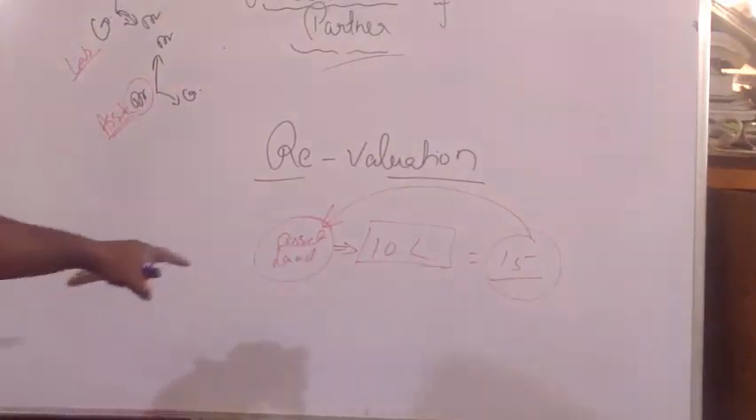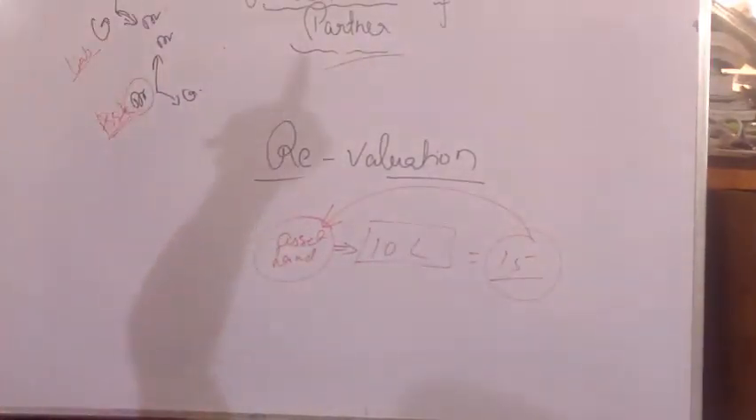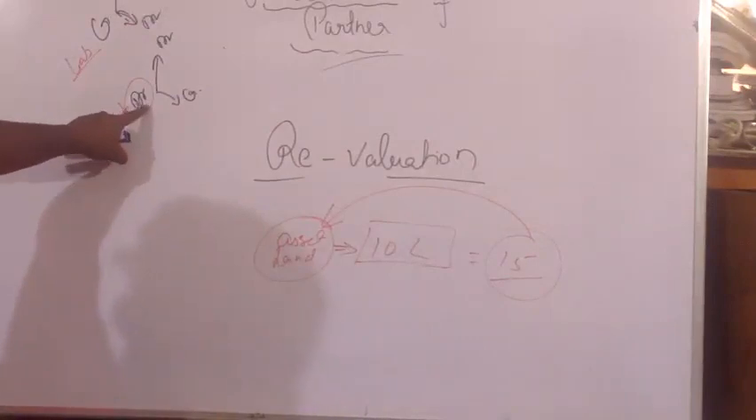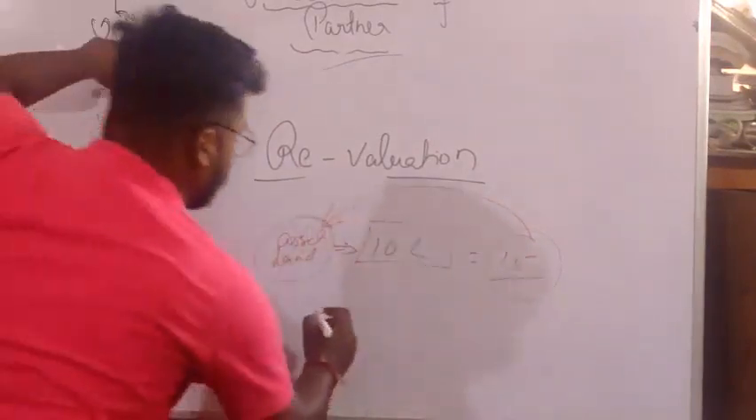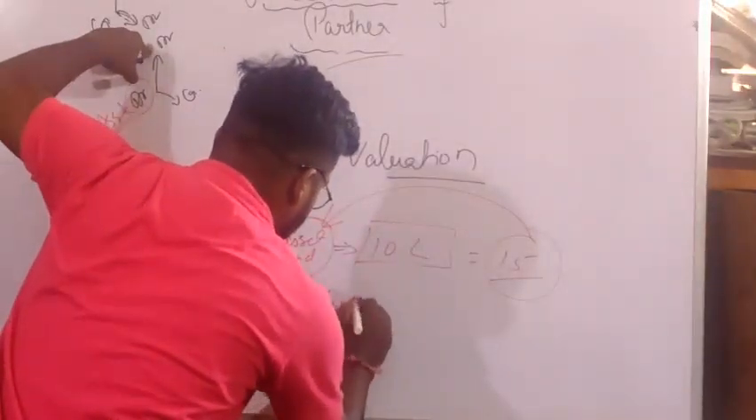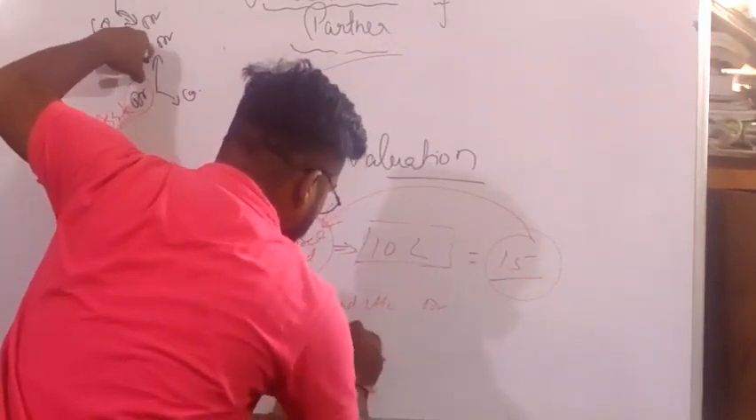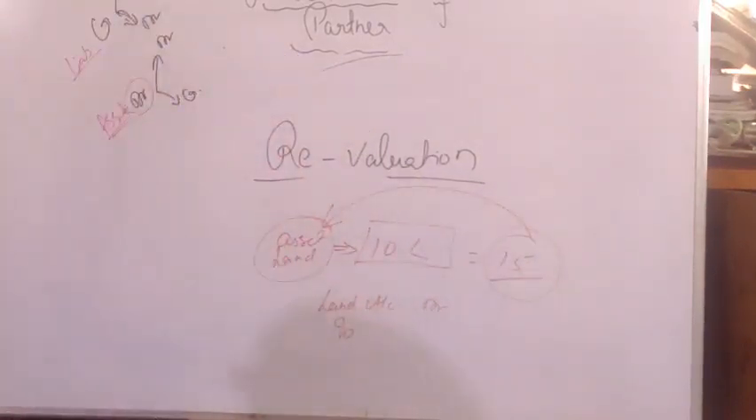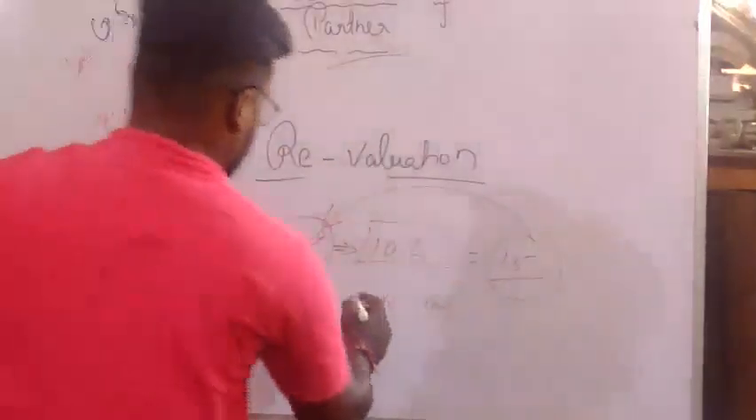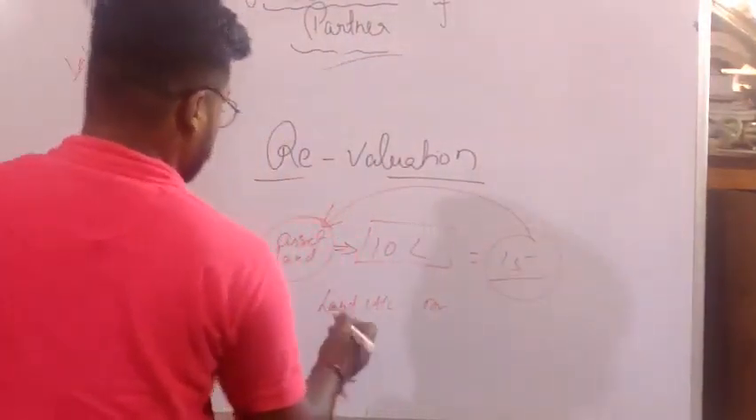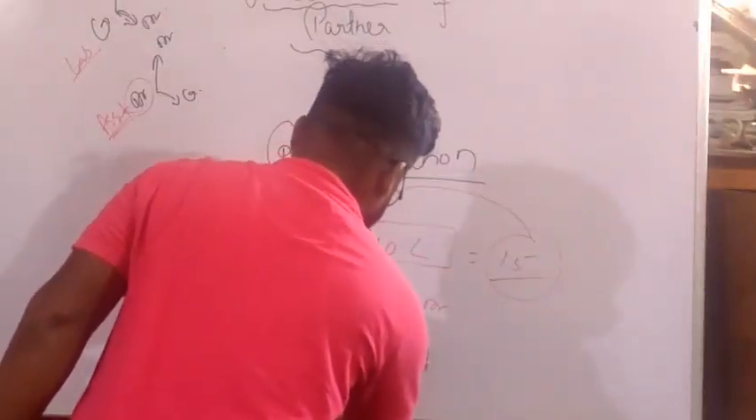Right now I have to increase the asset's value. To increase debit, we have to do debit. So what we will do? Land account debit, to increase the value. The land account debit to what? Revaluation.